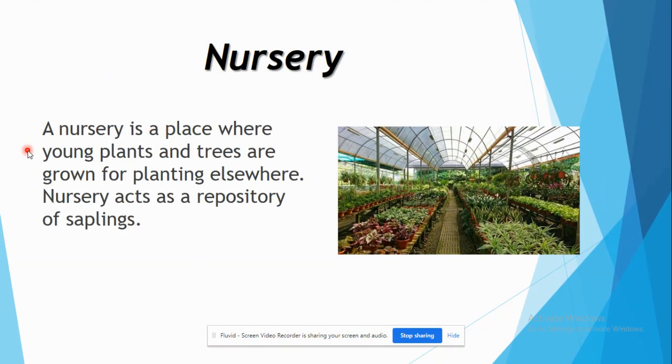So, what's a nursery? A nursery is a place where young plants and trees are grown for planting elsewhere. A nursery acts as a repository of saplings. This nursery is a place where the plants are grown up to saplings, and after that, to make them into a crop, they are sent to farms.